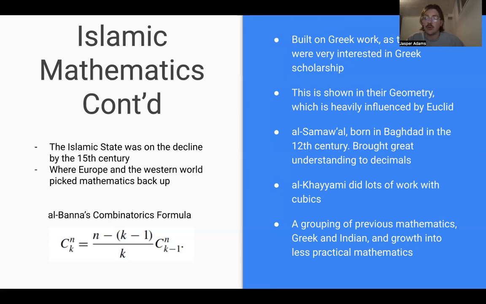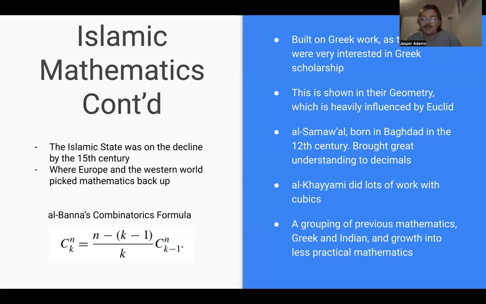See Al-Samuel, born in Baghdad in the 12th century, he brought great understanding of decimals. He was one of the first minds, and we see this continued through the West and through the Islamic mathematic development, to understand what decimals were. And you could see that there were the numbers that were whole, and then after the decimals, we could see a part of a 10 and then a hundreds place, and we see these place values being assigned with Al-Samuel's work. See Al-Qaimi did lots of work with cubics.